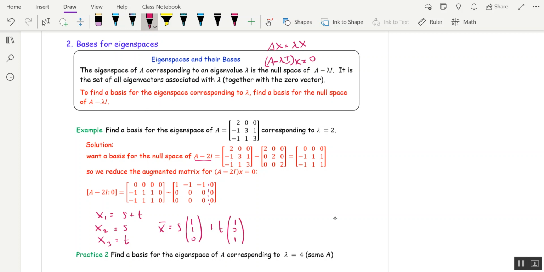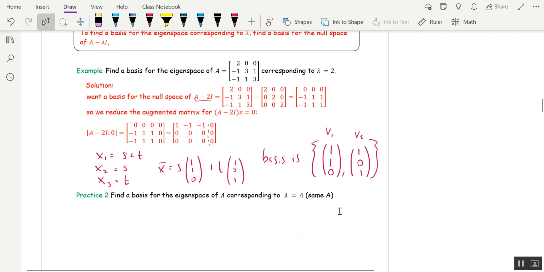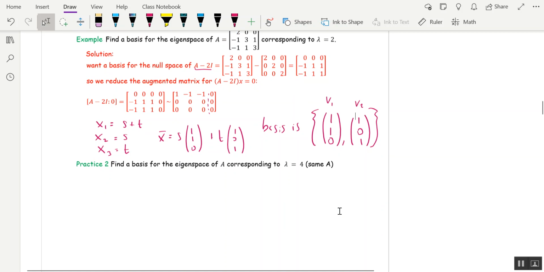So for a basis for the null space, we're going to pluck out this vector and this vector. They're linearly independent and they span the null space. (1, 1, 0) and (1, 0, 1). Okay, so I'm going to name these V1 and V2. And now you're going to pause and go ahead and find a basis for the eigenspace of A, same A, corresponding to lambda equals 4. And if you get stuck, the solution's at the end.